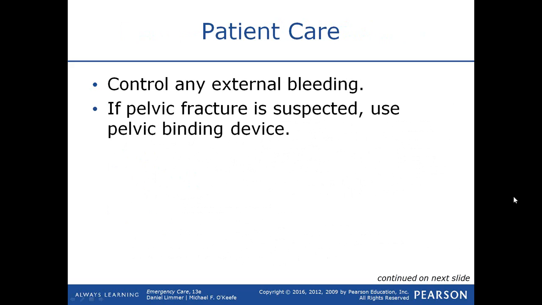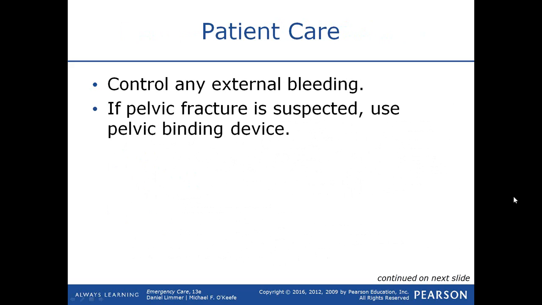If a pelvic fracture is suspected, there's a variety of ways that you can immobilize a pelvic fracture. It is quite debatable whether a pelvic binding device is the appropriate method or not. The goal is to decrease the size of the pelvis. If you fracture your pelvis in certain locations, it opens up like a book, and there are major vessels that run through your pelvis. And if the force was strong enough to fracture those pelvic bones, it was probably strong enough to tear or rupture some of those large vessels.